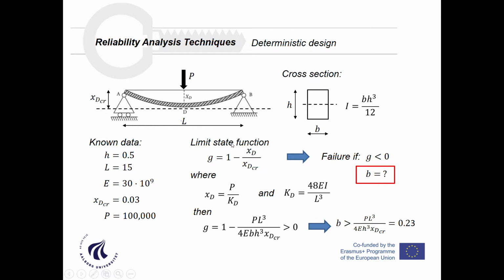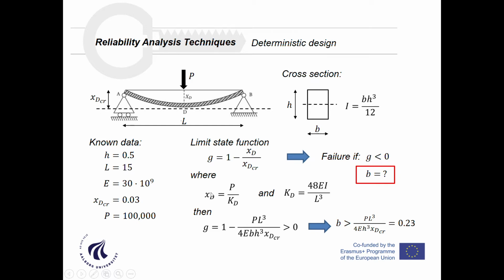So our limit state function will be given by this expression G, which is 1 minus the deformation that we observe divided by the threshold level. So every time G is below 0, we're going to say that it's a failure.